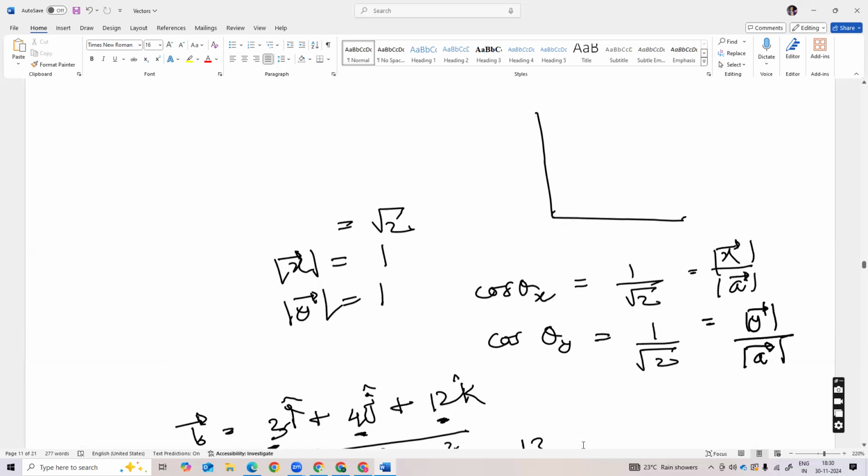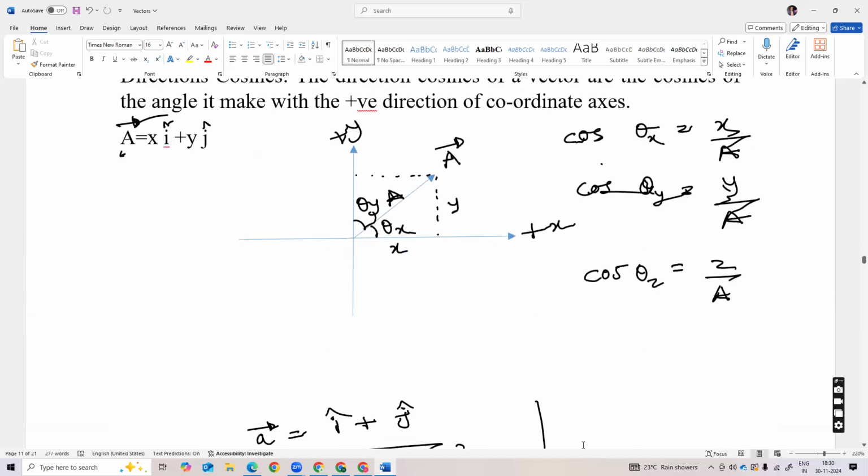So in direction cosines, you should remember this thing: theta x is the angle made by this vector a with the positive x-axis. Theta y is the angle made by a with the positive y-axis. So you should keep this in your mind.